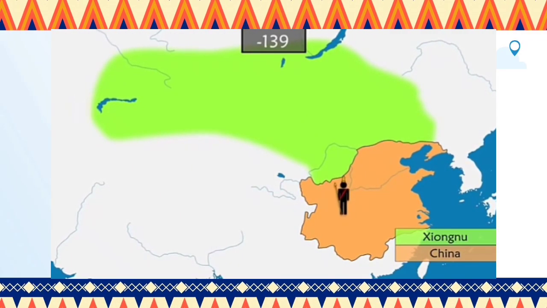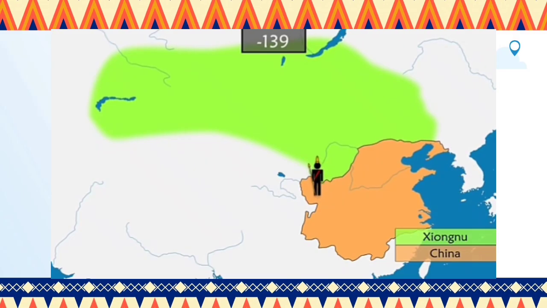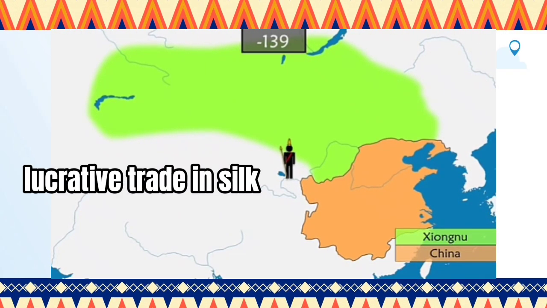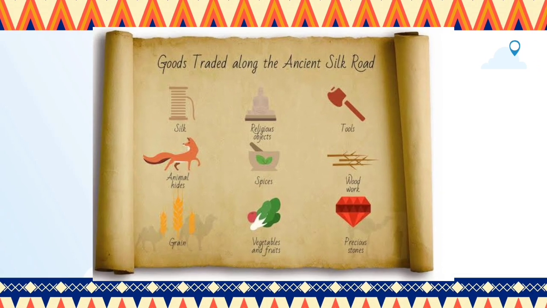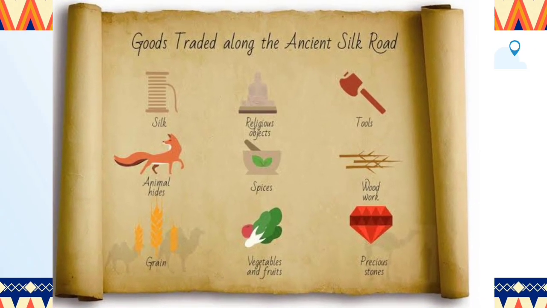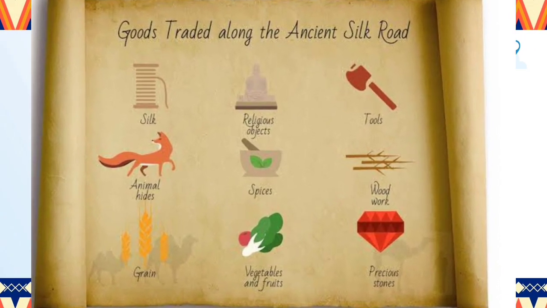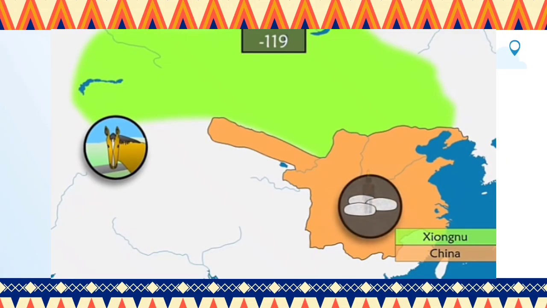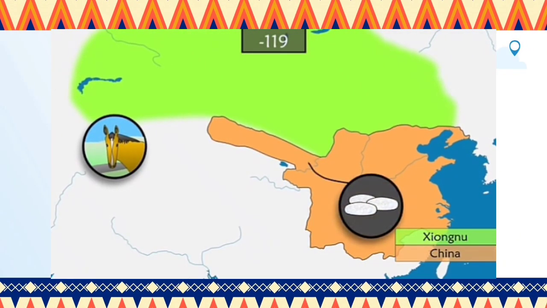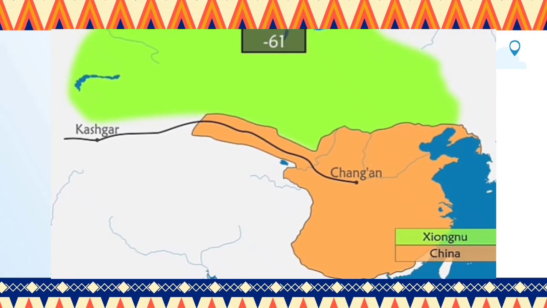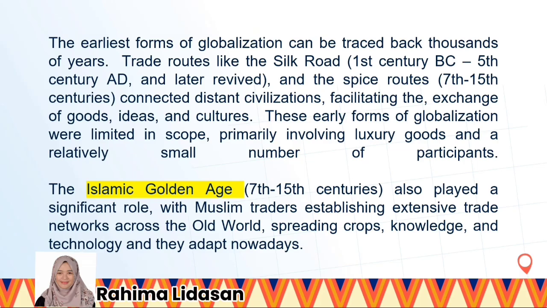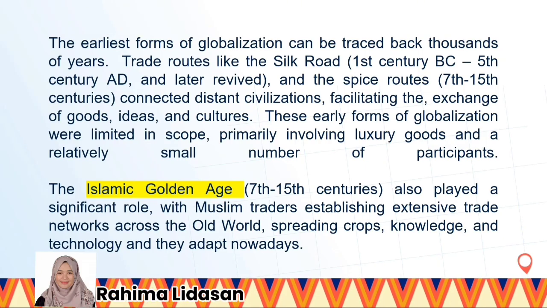So why Silk Road? It was named for the lucrative Chinese silk trade, highly prized in Europe and the Middle East. Other goods included spices, tea, jade, porcelain, gold, glassware, and more. The Silk Road laid the foundation for later forms of globalization by proving that distant societies could be interconnected through trade, diplomacy, and culture.